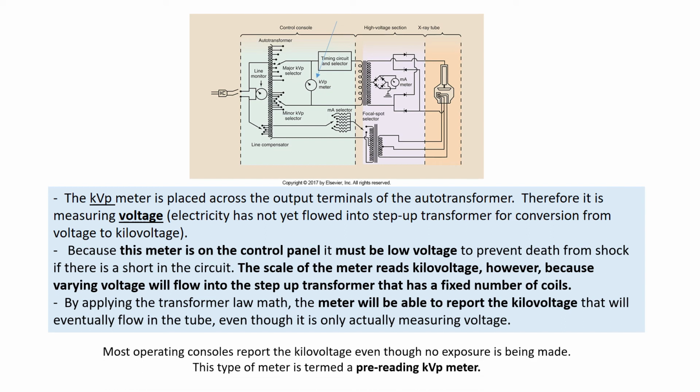Most operating consoles report the kilovoltage even though no exposure is being made, and there is a device called a pre-reading kVp meter that's incorporated into the circuit. You know what the kilovoltage is when you go into the room. You can see it. Okay, it's there. It's set.